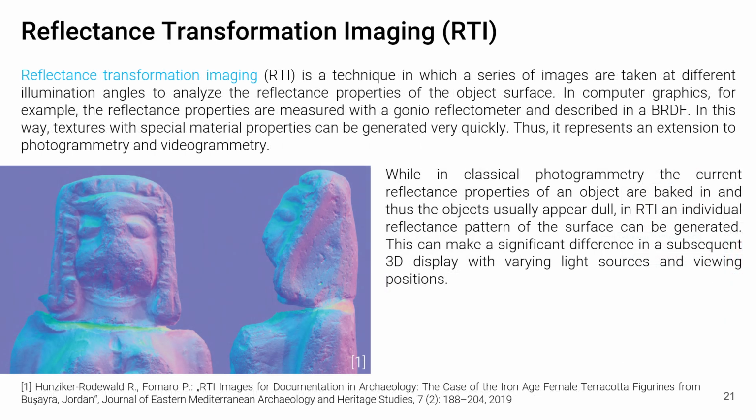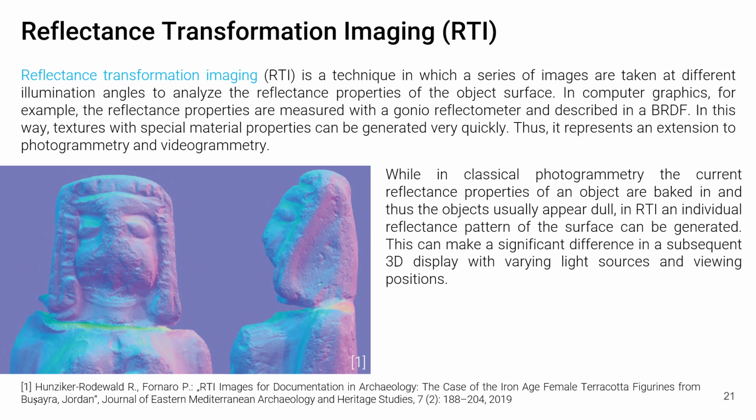Reflectance transformation imaging is a technique in which a series of images are taken at different illumination angles to analyze the reflectance properties of the object surface. In computer graphics, for example, the reflectance properties are measured with a Gonio Reflectometer and described in a BRDF. In this way, textures with special material properties can be generated very quickly. Thus, it represents an extension to photogrammetry and videogrammetry.